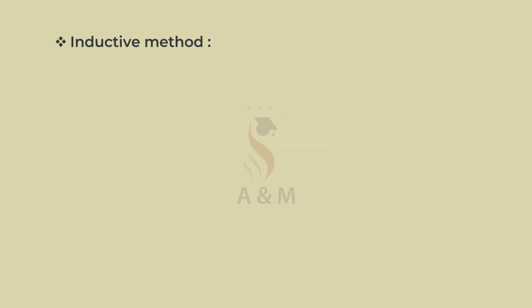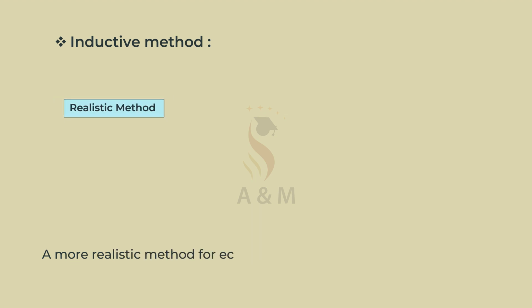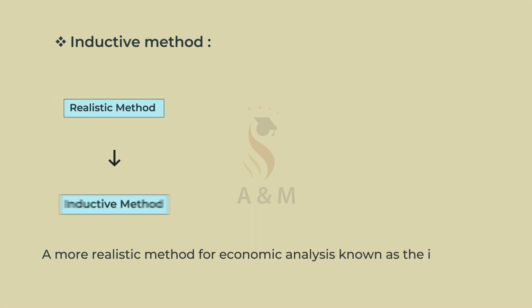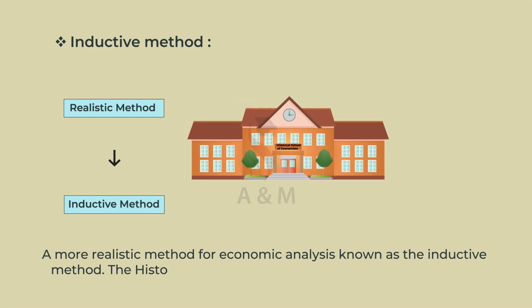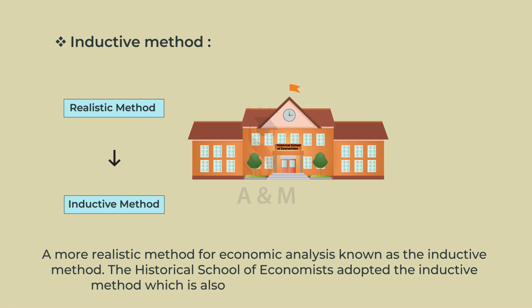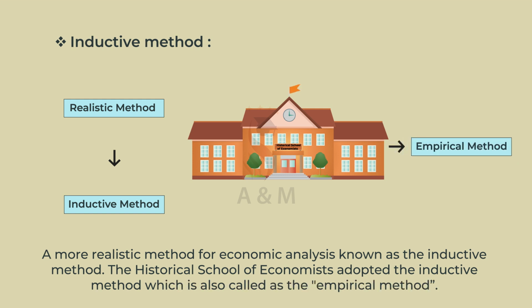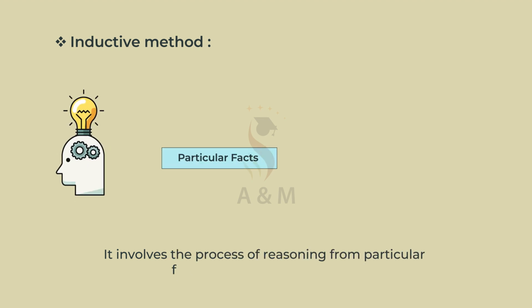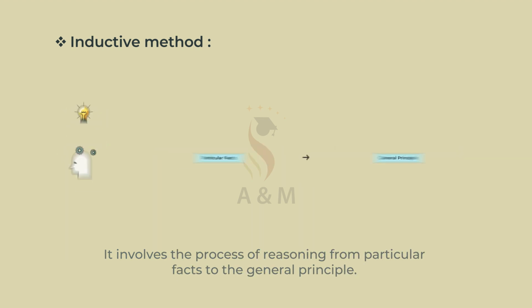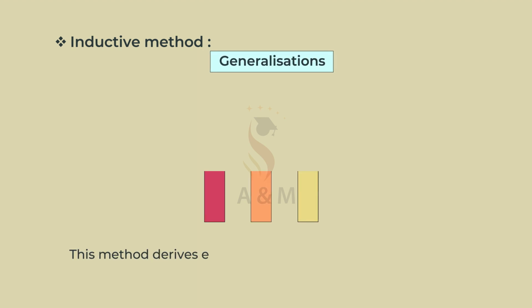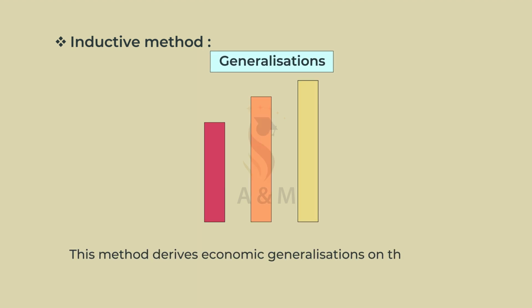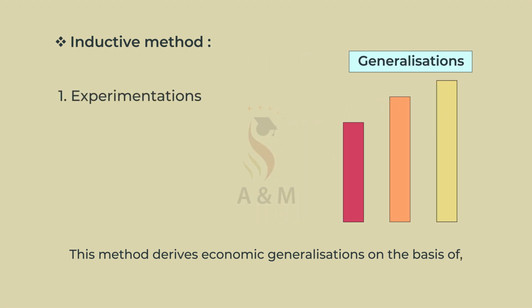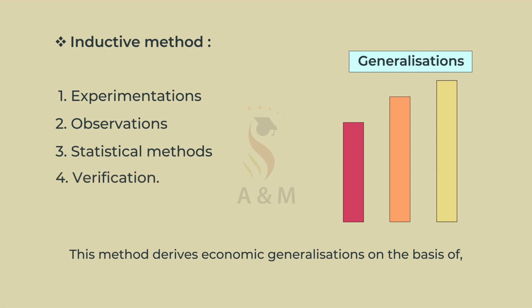Inductive method. A more realistic method for economic analysis is known as the inductive method. The historical school of economists adopted the inductive method, which is also called the empirical method. It involves the process of reasoning from particular facts to general principle. This method derives economic generalizations on the basis of experimentation, observation, statistical methods, and verification.